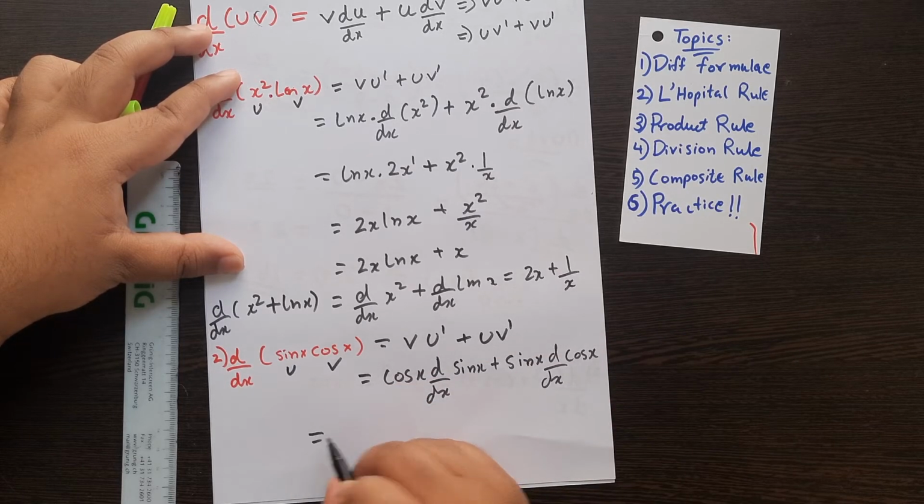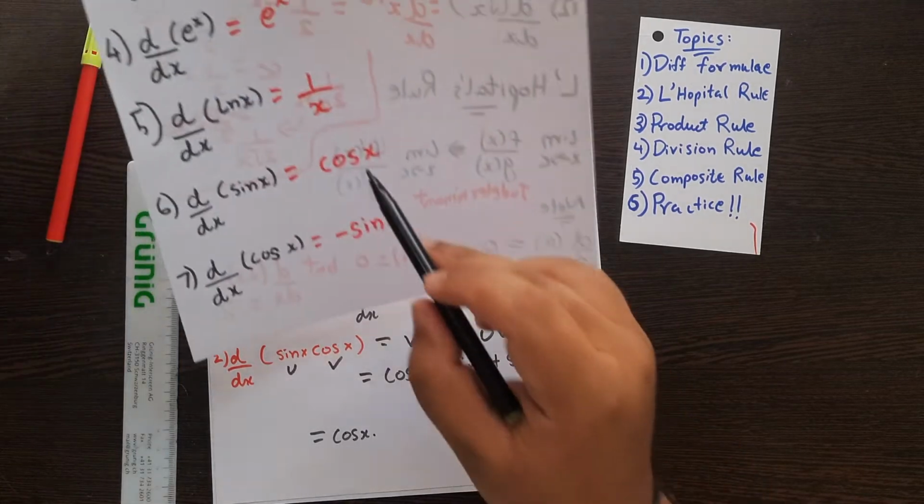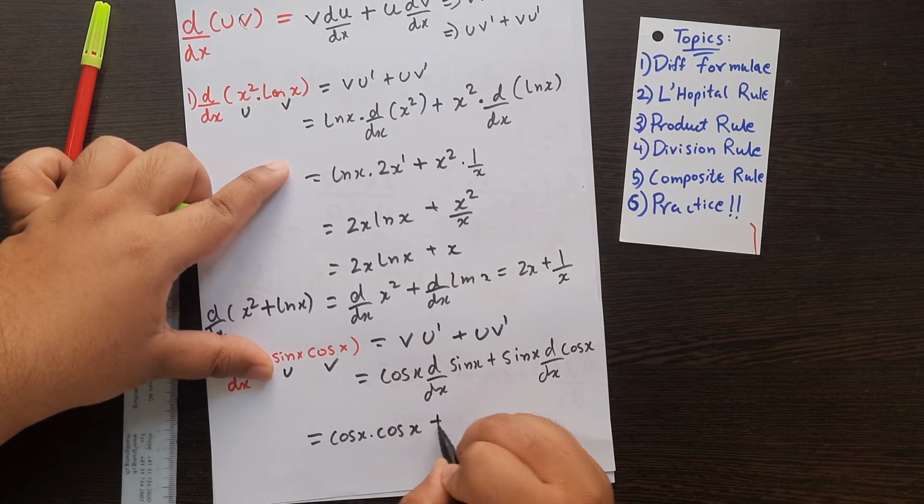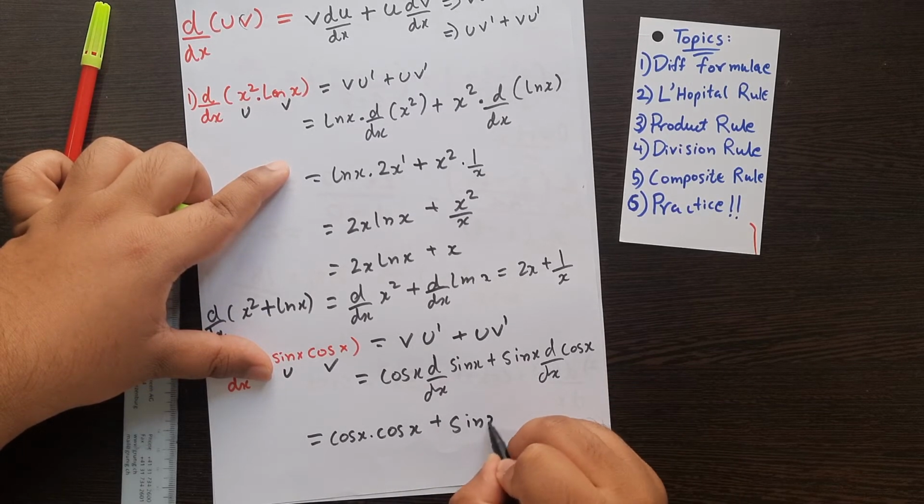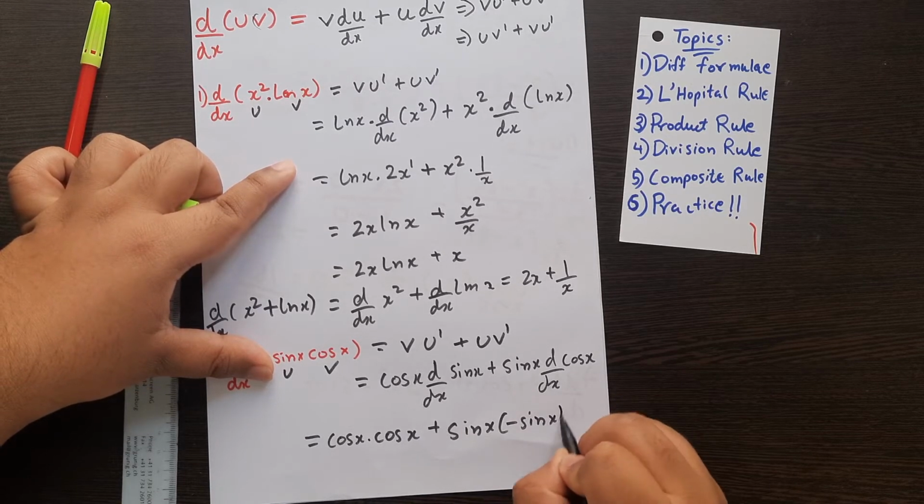Alright, so what will that be equal to? Cos x into what is the differential of sin x? In my previous video I had told it is just cos x. So cos x into cos x plus sin x. What is the differentiation of cos x? It is minus sin x. Alright, remember this.